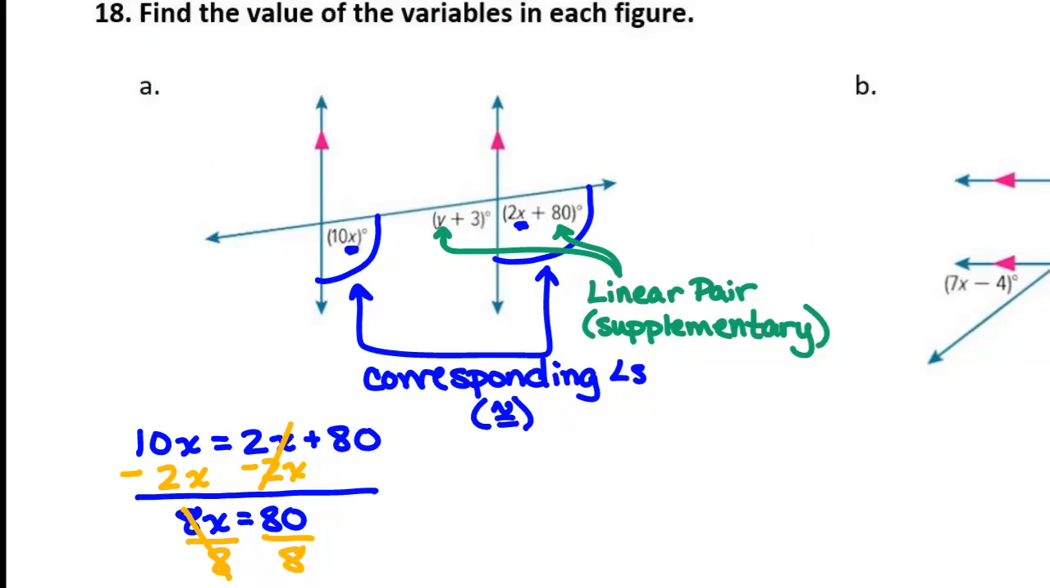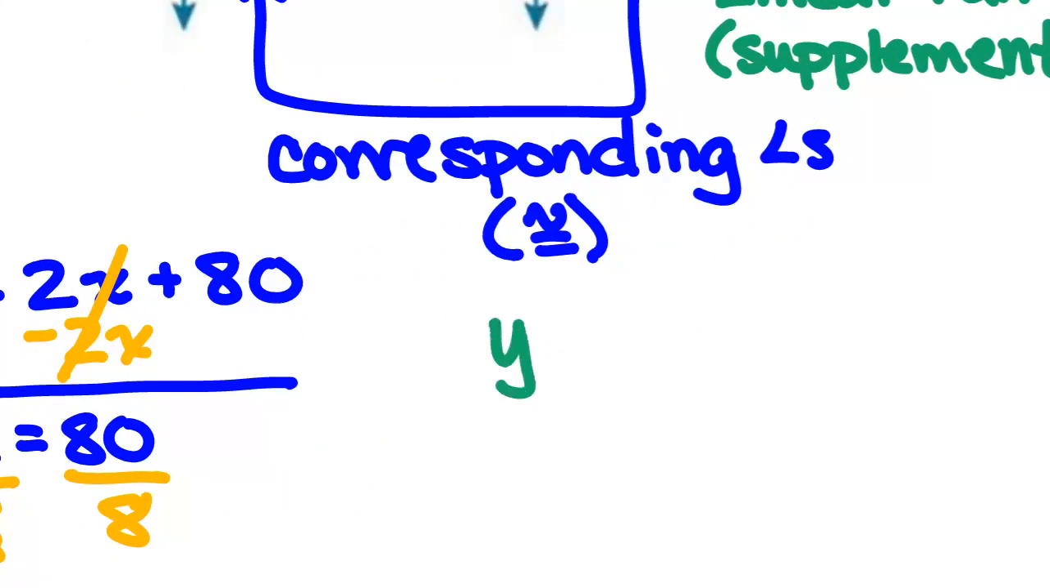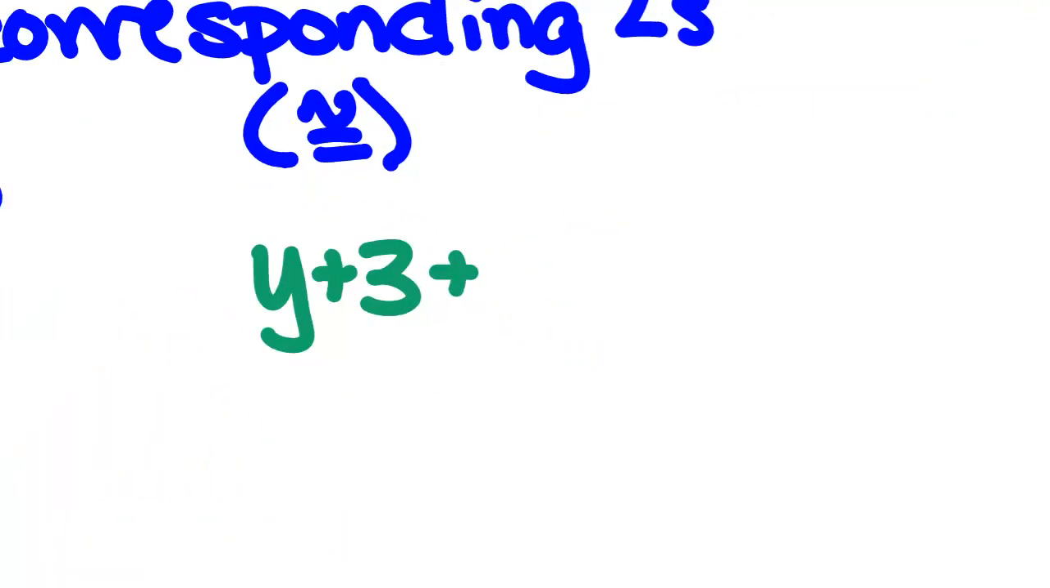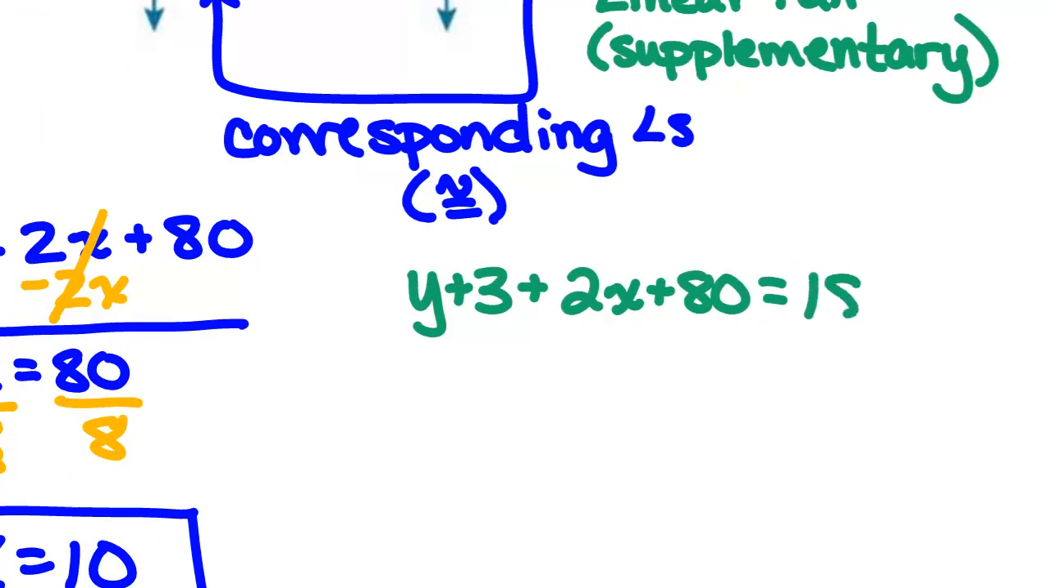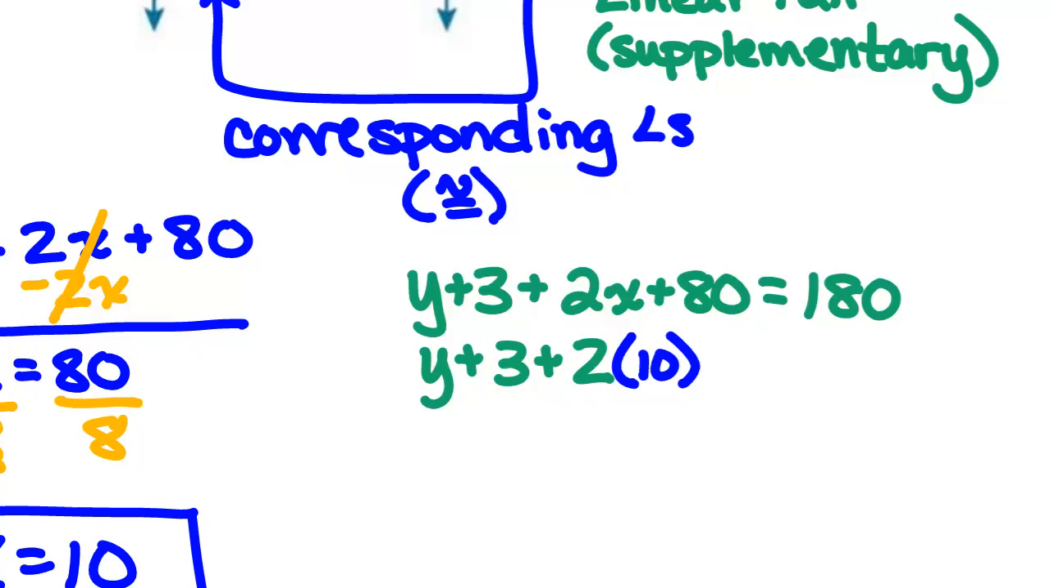So I'm going to take those two angles, y plus 3 plus 2x plus 80. And I'm going to set that equal to 180. And we just figured out that x is how big? X is 10, so 2 times 10 plus 80.